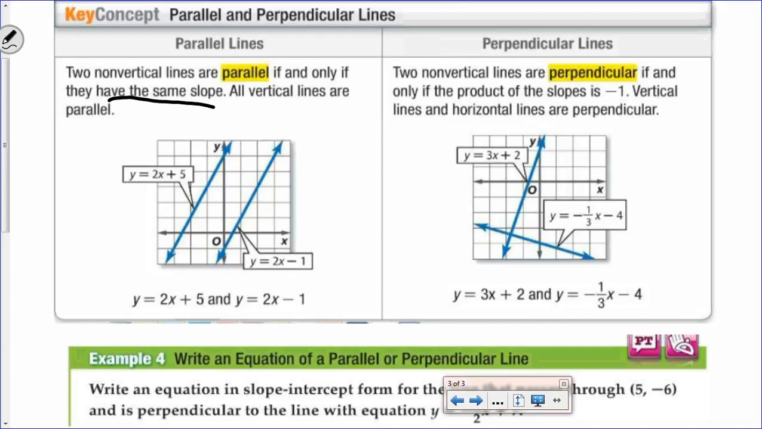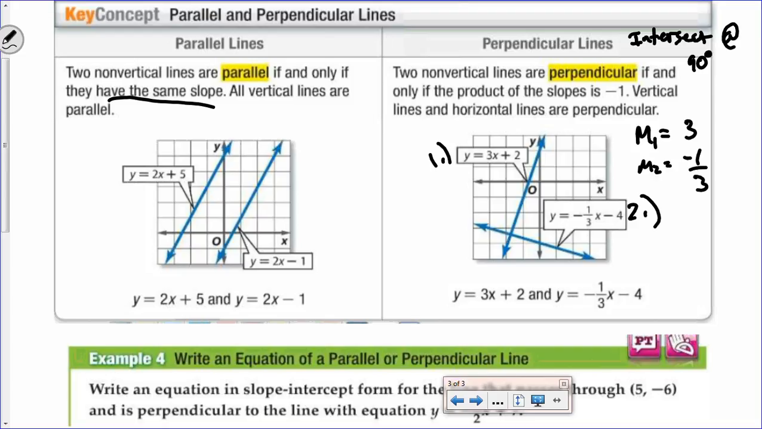Perpendicular lines, however, are lines that intersect. Remember, perpendicular means they intersect at a 90-degree angle. Their slopes are what we call negative reciprocals. So let's call this line y1, and we'll just label them 1 and 2. Slope 1 is equal to 3. Slope 2 equals negative 1/3. If we were to multiply those, they would, as in fact our book says, multiply to negative 1.